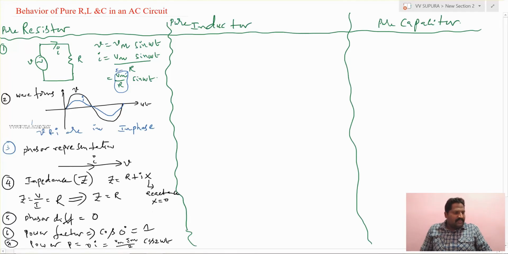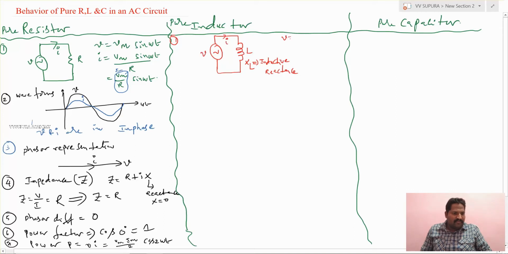Okay, so let's start with the inductor. So first point is diagram. If I use a sinusoidal waveform for a pure inductor, this is the representation of inductor L, which is having inductive reactance XL, so it is called inductive reactance. So due to this voltage I can get current I.